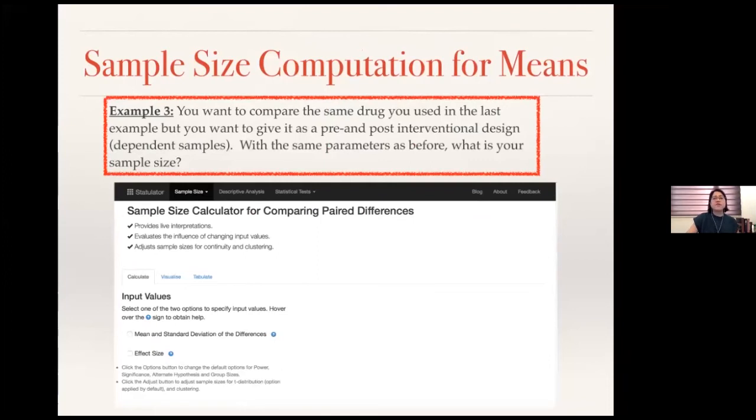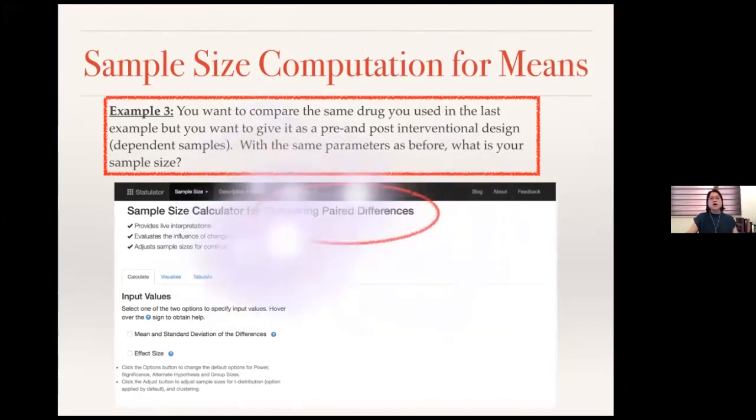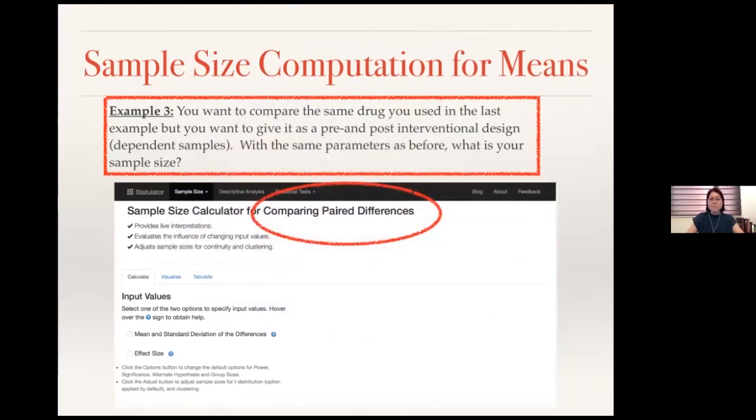Now, if you want to compare the drug Y that we talked about, no? But you wanted to give it as a pre and post interventional design. So this means this is dependent t-test na, no? So this is dependent samples. Then you compare paired differences. In Stata, we use the term one sample comparison of means because there is only one group, no? So here, you compare paired differences because it's pre and post.